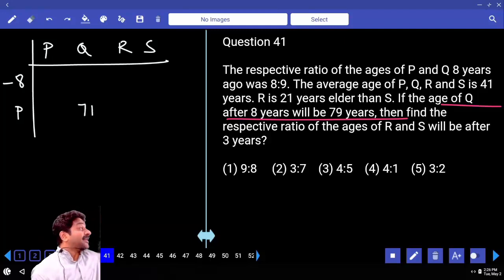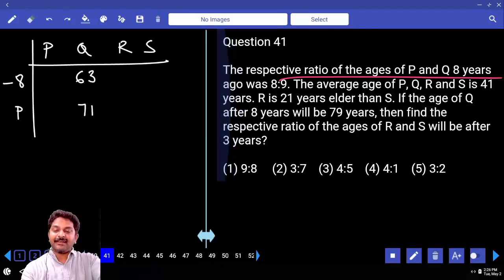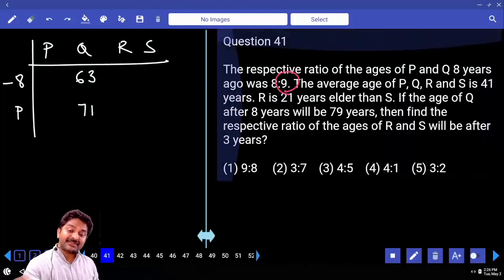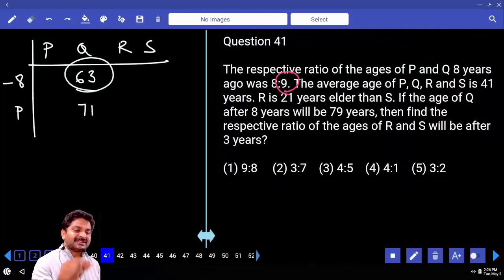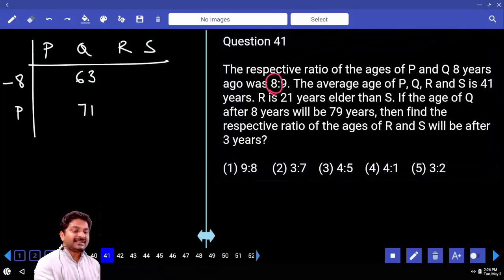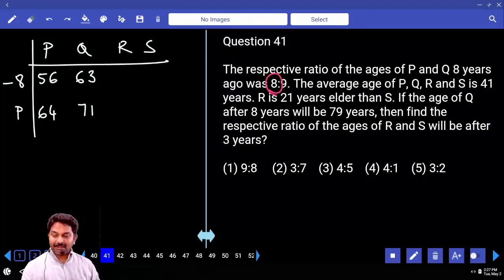70. Then 8 years back. Now if you read the first statement, the respective ratio between P to Q 8 years ago was in the ratio. So at that time Q's age was how many parts? That means 9 parts is equal to 63. 1 part. P's age was how many parts? 8 parts. 8 into 7? 56. Then what is the present age of P? 64. Right, continue.